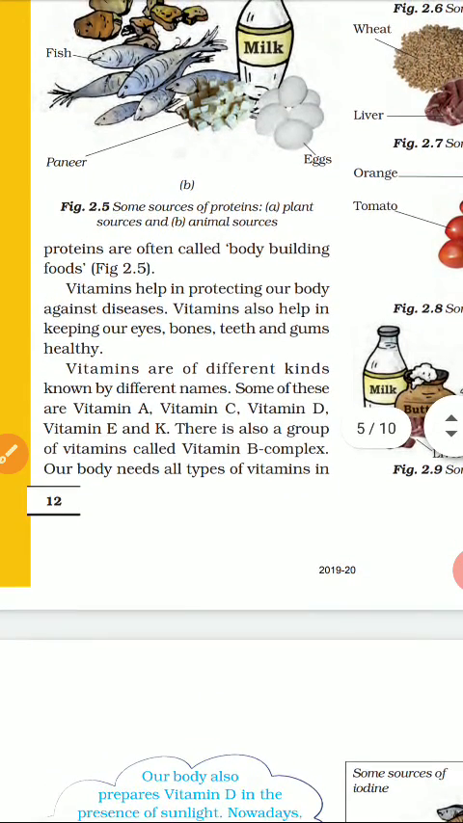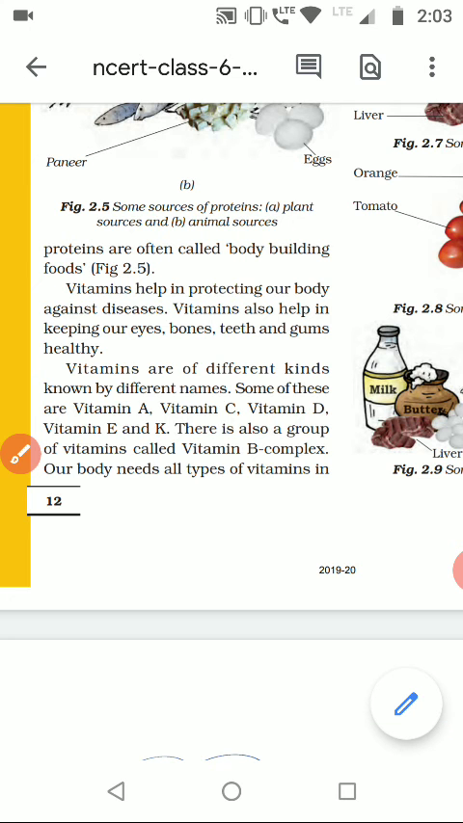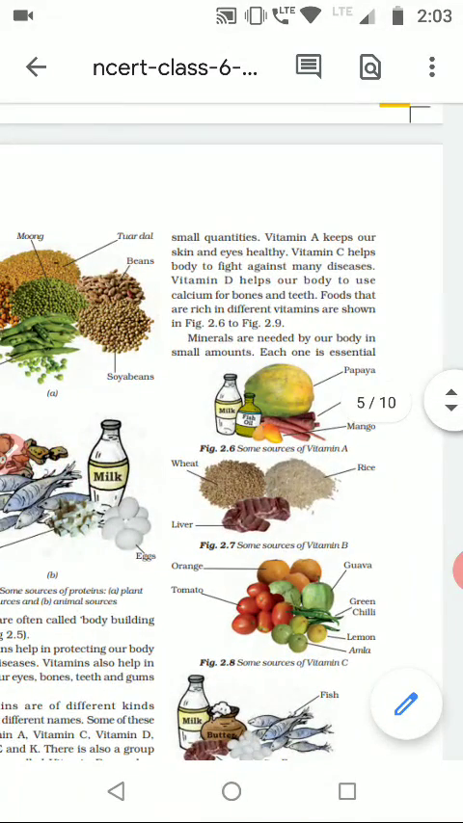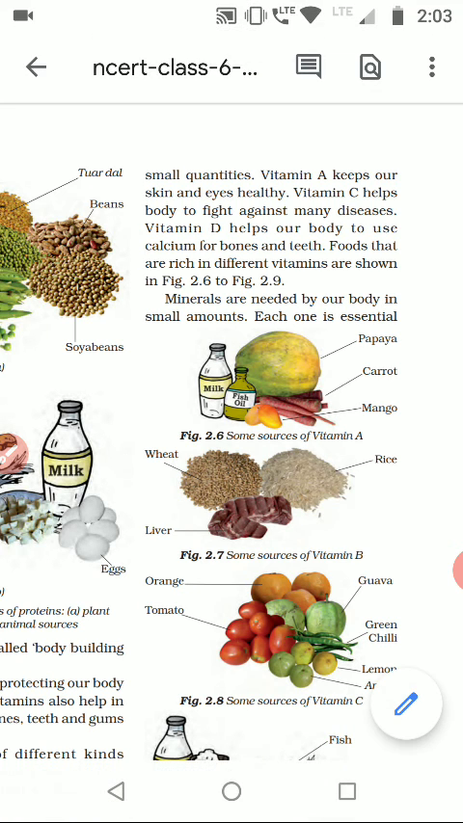Then next about vitamins. In this paragraph, vitamins are of different kinds: vitamin A, C, D, E, K, and vitamin B complex. All these different types of vitamins are required. Vitamin A is required for eyes, vitamin C is required for the immune system, vitamin D is required for our bones. In this way, different vitamins have different roles in our body, which keeps our body healthy. As I've explained, vitamin A keeps our skin and eyes healthy, vitamin C helps to fight disease, and D keeps our bones strong with proper calcium. So this I have explained here.